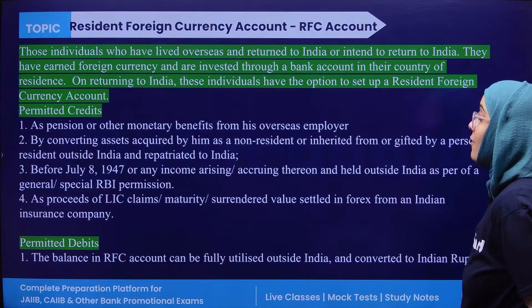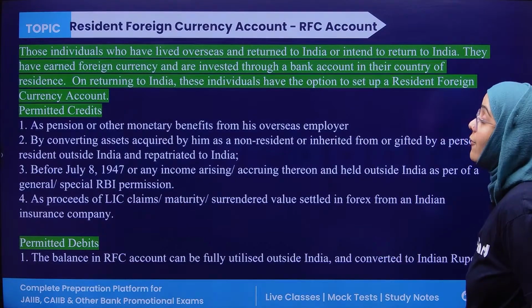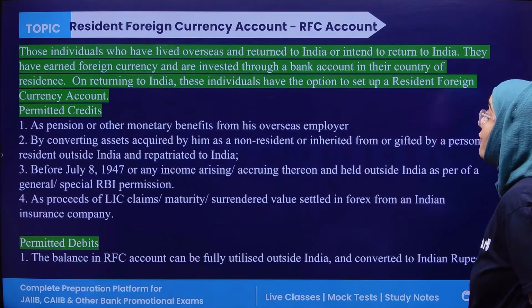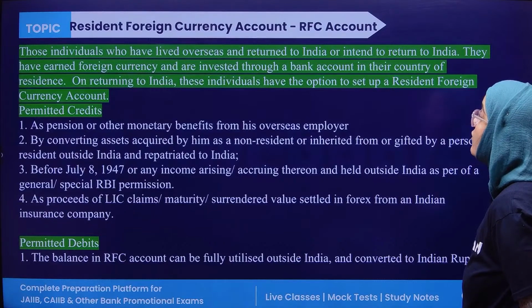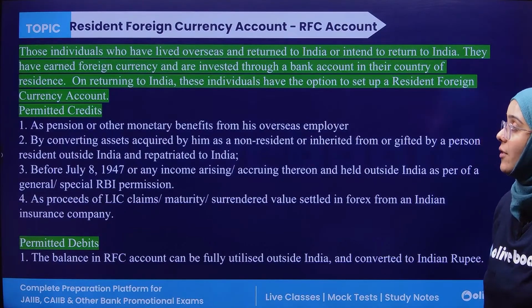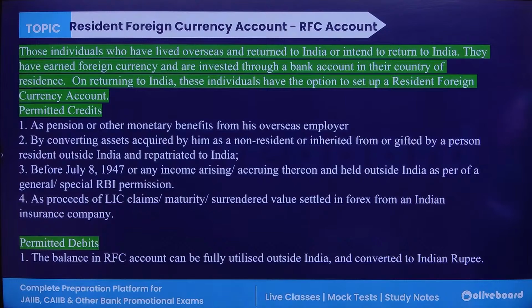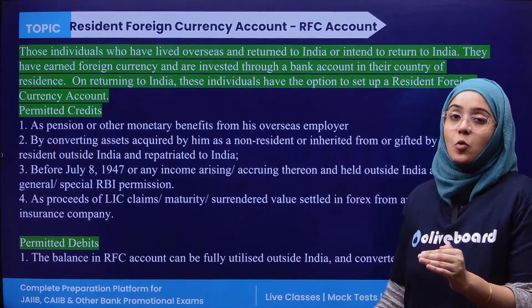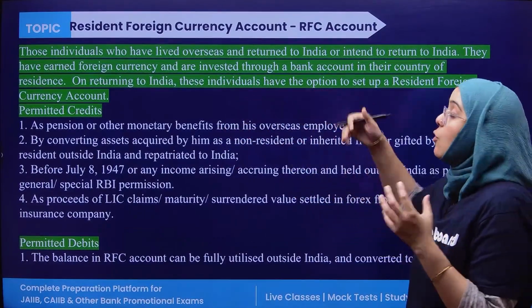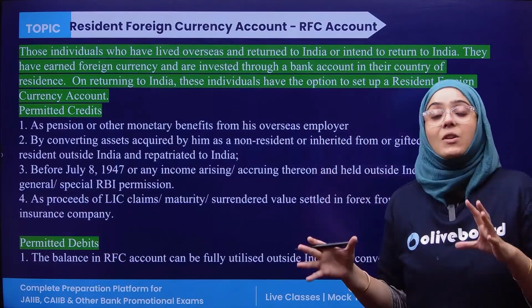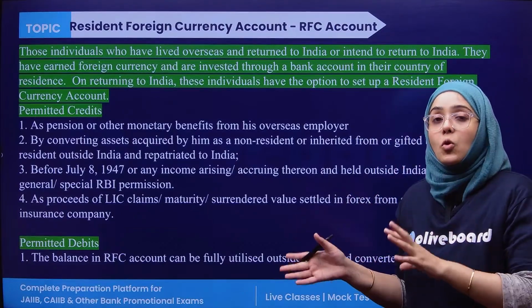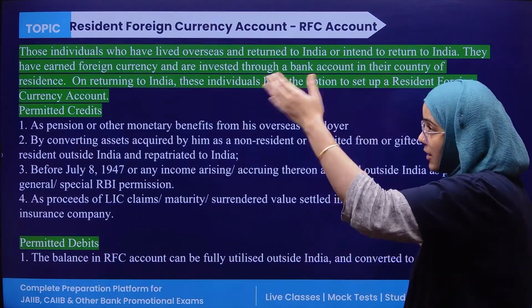Now, what are these accounts? First of all, those individuals who lived overseas and returned to India or intend to return to India have earned foreign currencies, obviously, and invested them through a bank in their country of residence. On returning to India, these individuals have the option to set up a Resident Foreign Currency account. Now, this is very simple. If you are a person living outside India, but now you want to move back to India, you have obviously earned some foreign currencies there and invested this foreign currency through your bank accounts in the country of residence.